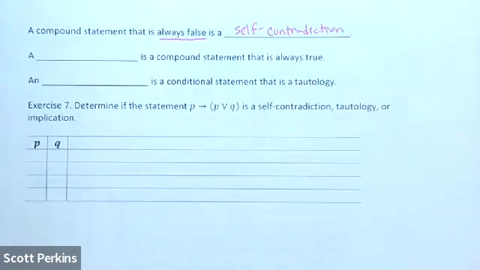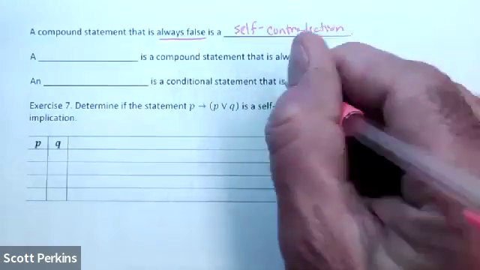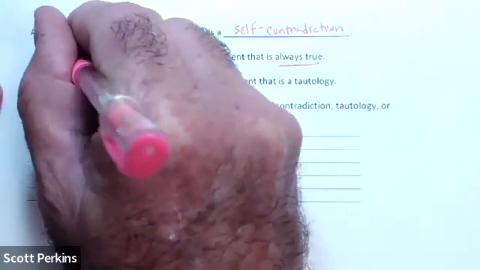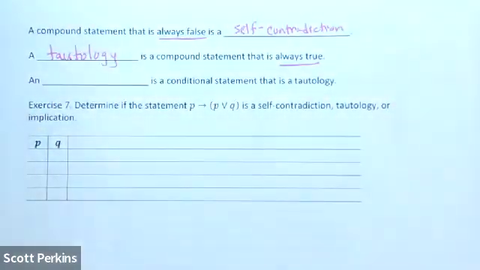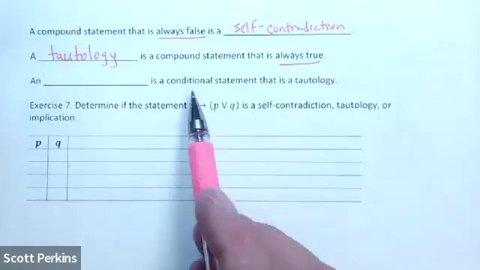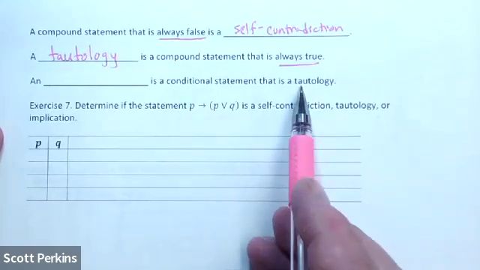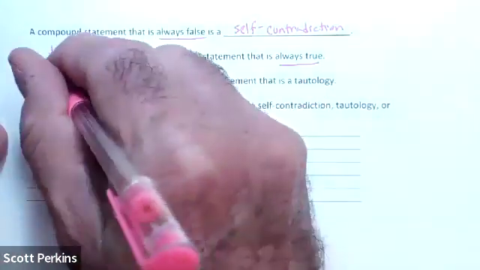So the reverse, a compound statement that is always true, is called a tautology. Fun word to say. T-A-U-T-O-L-O-G-Y, a tautology. That is a compound statement that is always true. Now, a specific type of tautology is when you have a conditional statement that is always true. A conditional statement that is a tautology, that is called an implication.